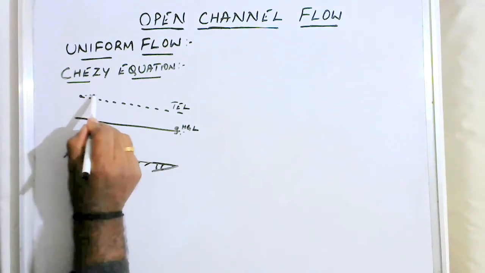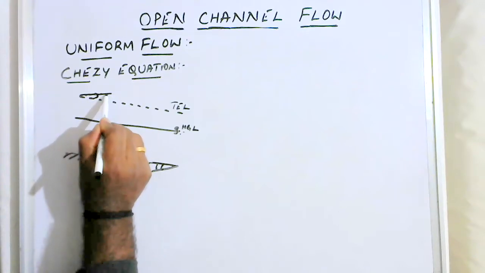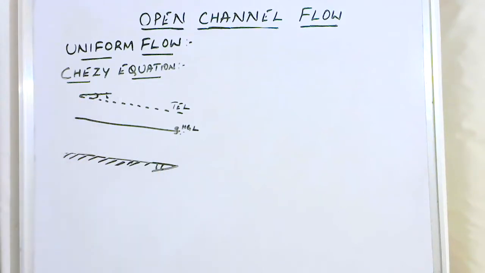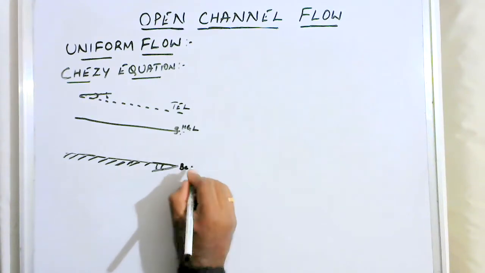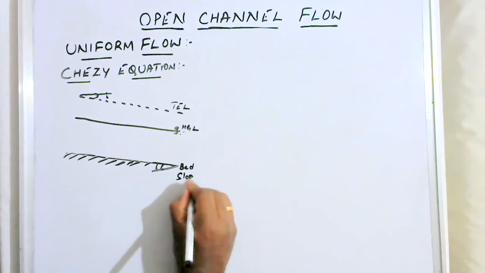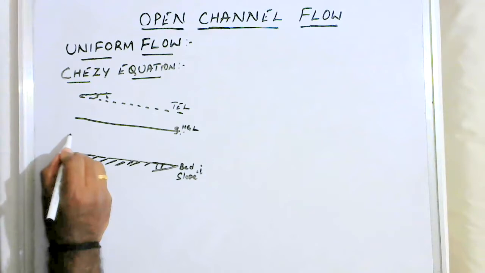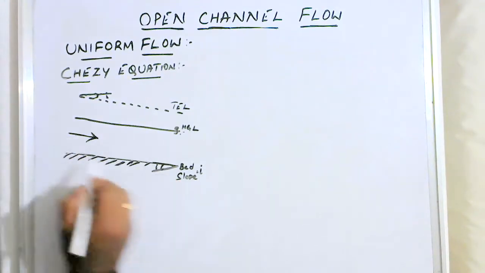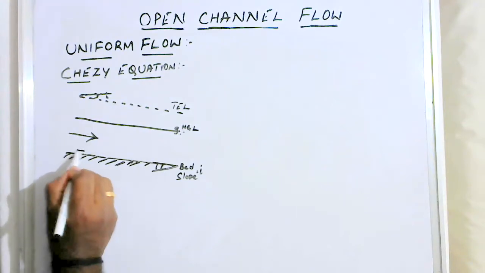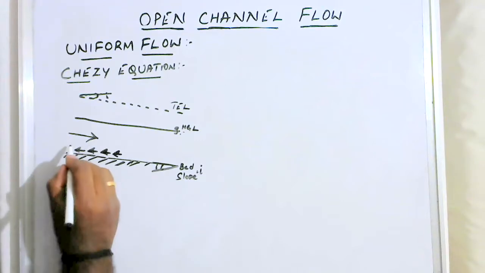This total energy line will make an angle with the horizontal, as I. That is, small i is the slope of that one. This is the bed slope. Here, the bed slope is small i. This is the direction of the flow of water. Since this is the direction, the resistance force will be developed like this. I'll take the resistance force as F.